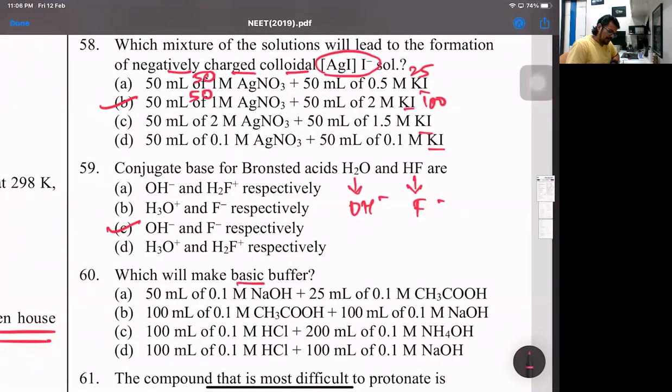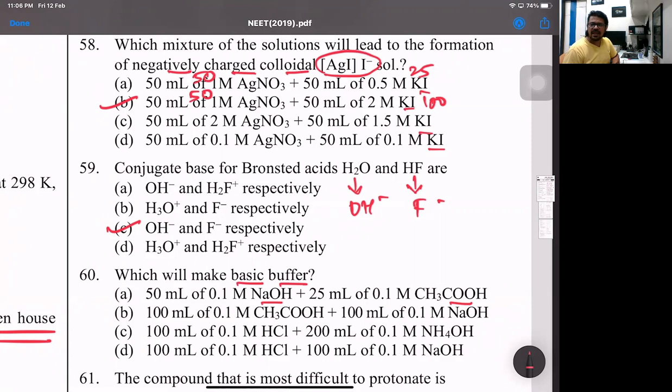Which of the following will make a basic buffer? What is a basic buffer? A weak base and a salt of its strong acid. Is this clear? We see a base and its conjugate acid over there. So now if you look, NaOH is strong, acetic acid is weak. So this would be neutralization. So this is out over there.